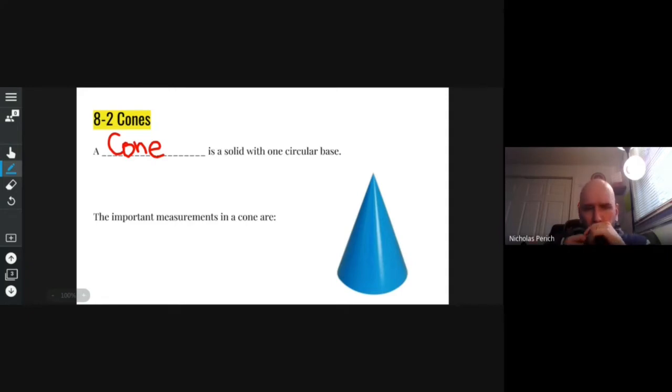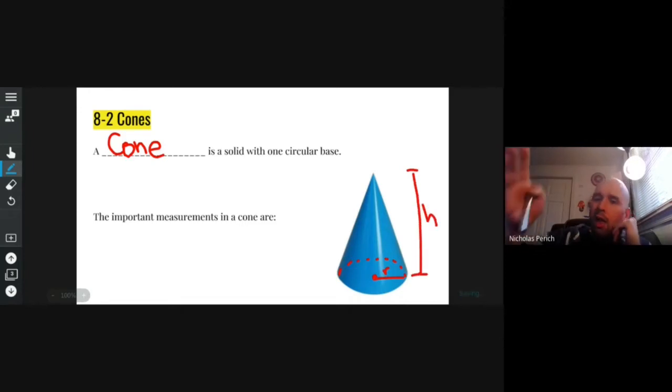All right. So here's a cone. We all know what a cone is. If I were to draw this better, I would probably put the little dashed circle behind it and say, that's my radius. And I would say that that's my height. Straight up and down is my height.